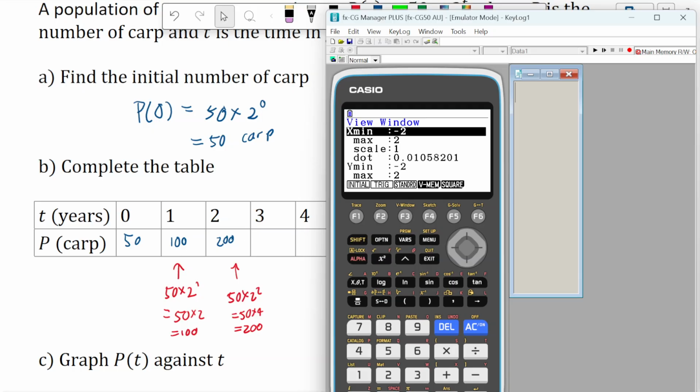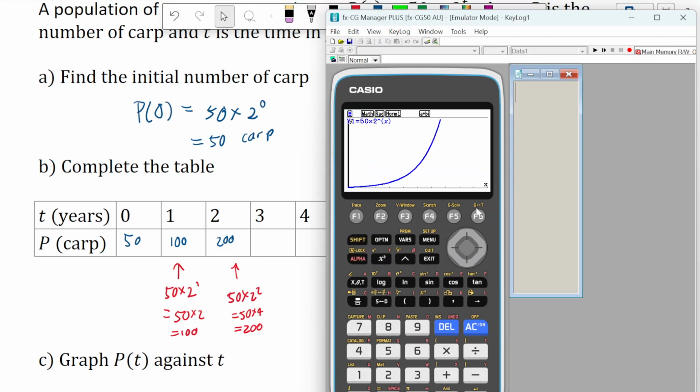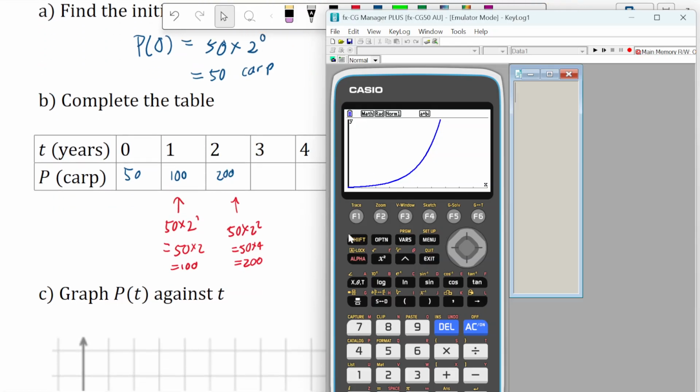The years tend to go up very slowly, so maybe we'll only go up to 10 years. The population will grow very quickly, so maybe let's look at 5,000 carp and see if that gives us something sensible. Yes, it does. So that's what our exponential graph looks like. So if you go trace at 0, you'll see y is 50. If you go trace at 1, you'll see y is 100. And trace at 2 should give us 200.